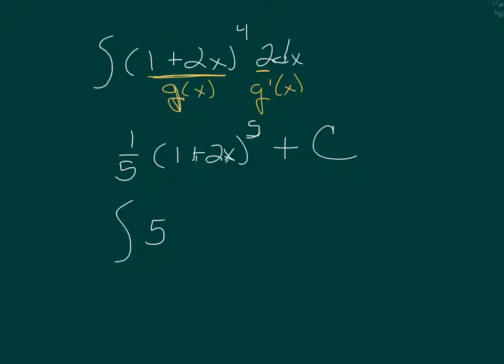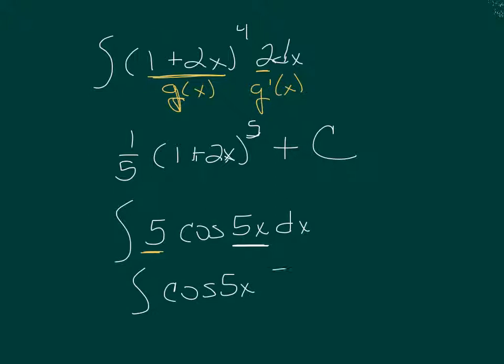We have 5 times the cosine of 5x dx. Again, a composite function. Do I have the derivative of 5x in my integrand? I do. It is right here. If you want to, you could rewrite this. It's not necessary, but if you want to put everything together, this is 5 dx. When we take the antiderivative, the antiderivative of the cosine is the sine, and we keep the 5x since we already have the derivative within my integrand, plus c.